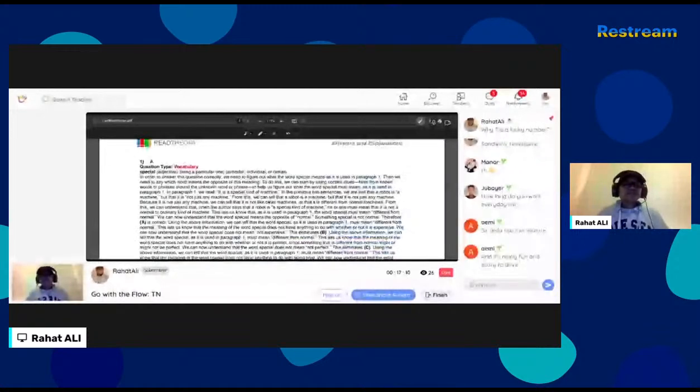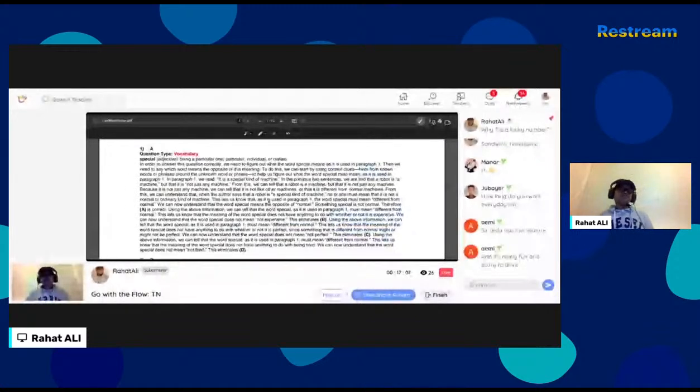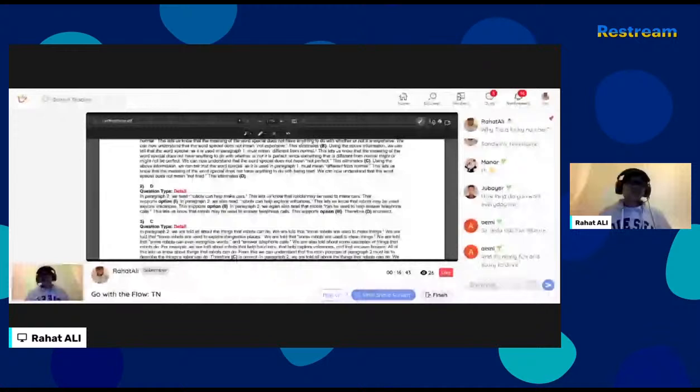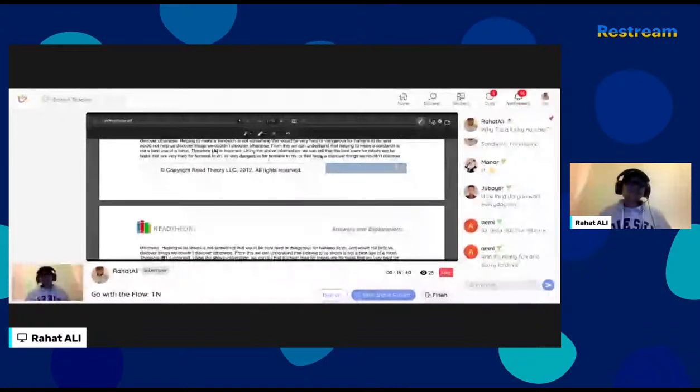Okay, vocabulary. Let's read the vocabulary part. Spatial, adjective, being a particular one, particular, individual, or certain. In order to answer this question correctly, we need to figure out what spatial means, as it is listed in paragraph 1. Okay. Question type 2D. Okay, these are all the answers and explanations.